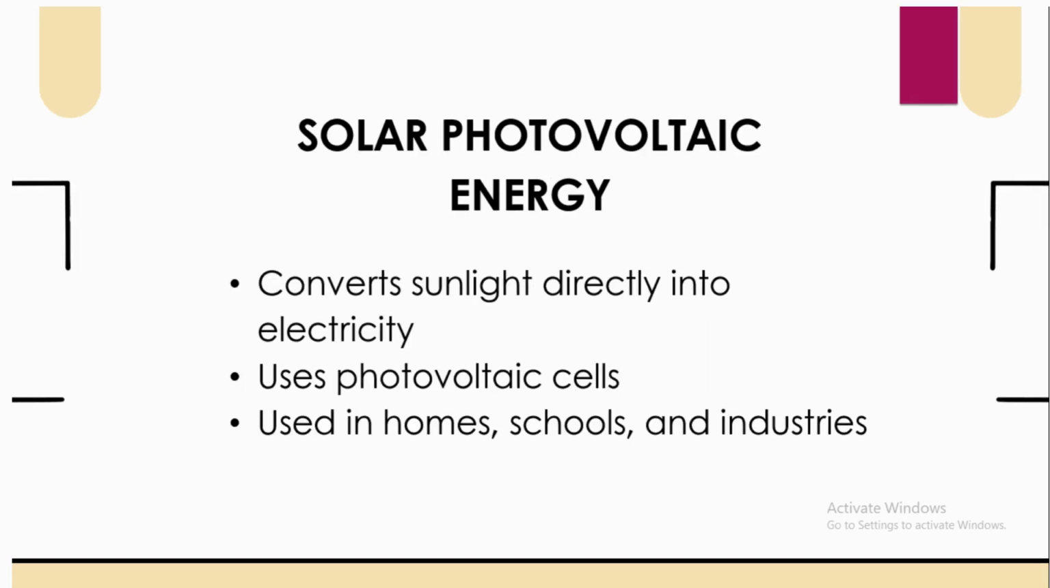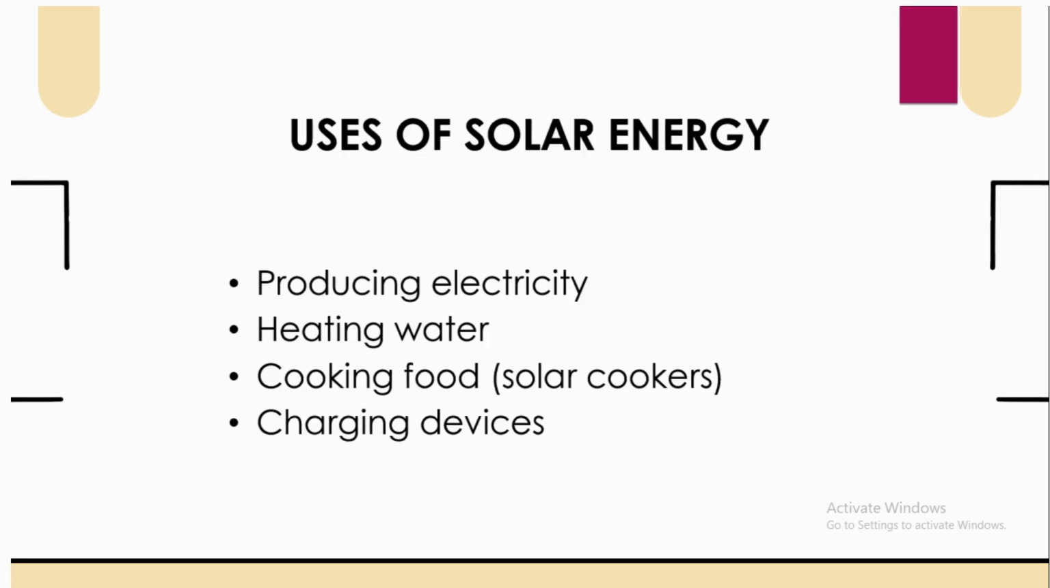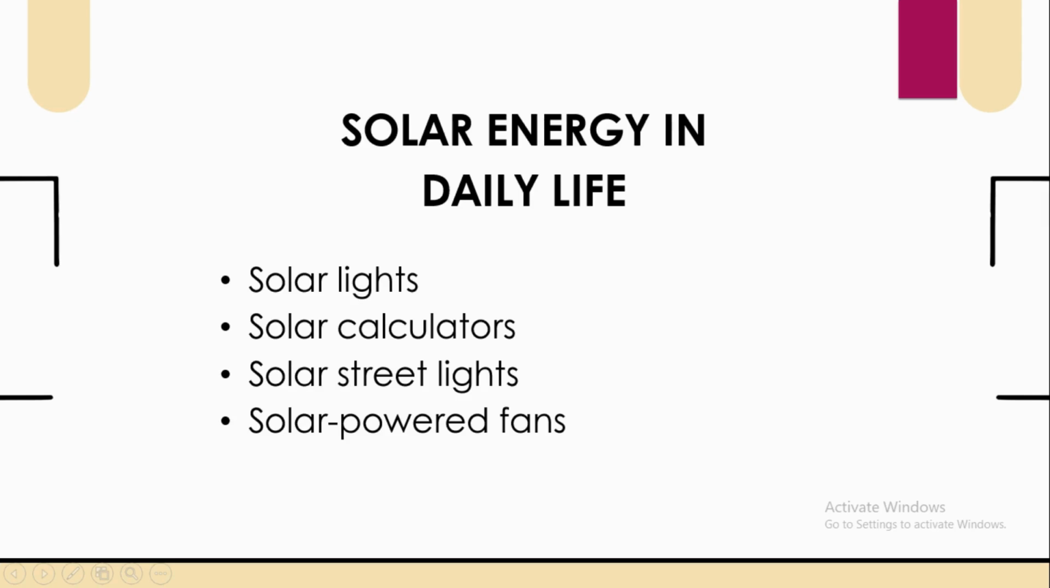Solar photovoltaic energy converts sunlight directly into electricity. It uses photovoltaic cells and is used in homes, schools and industries. There are uses of solar energy like producing electricity, heating water, cooking food, which we call solar cookers, and charging devices.